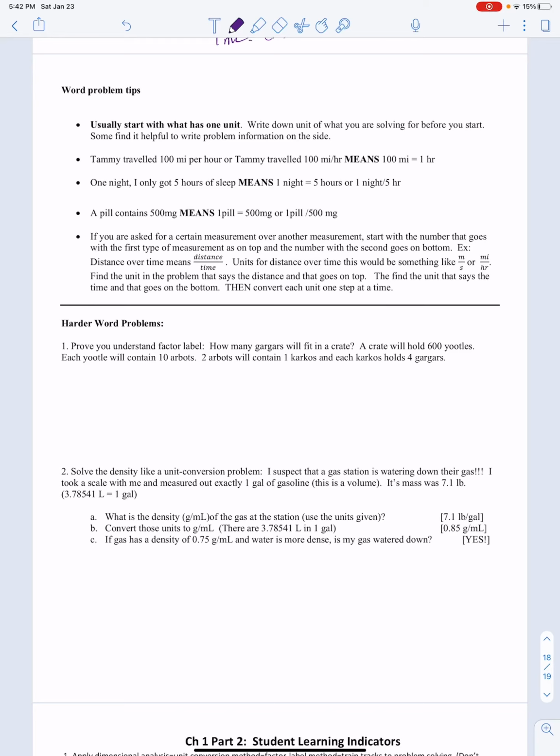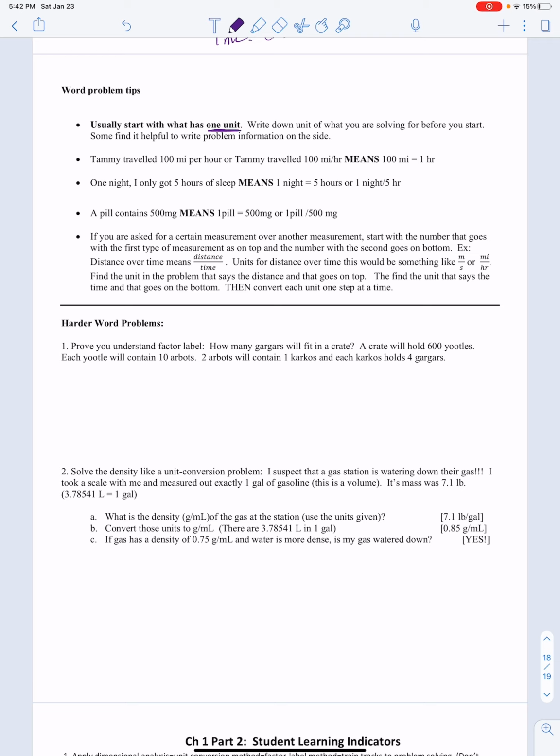So we're going to end this lesson talking about word problem tips. There's a few tips you want to do, and then we're going to work harder word problems. And there are some of these in the homework. So, word problem tips. Usually start with what has one unit.